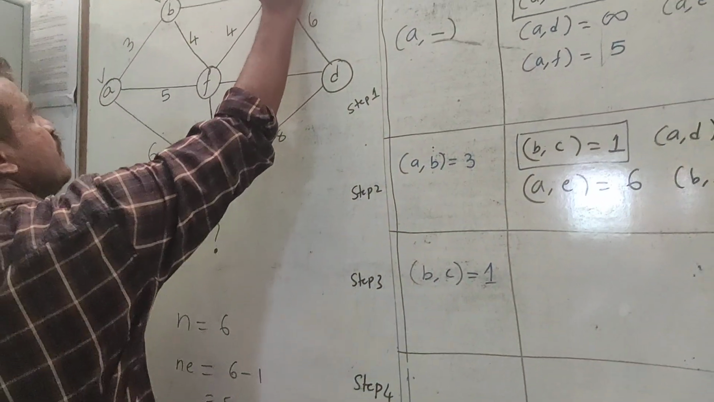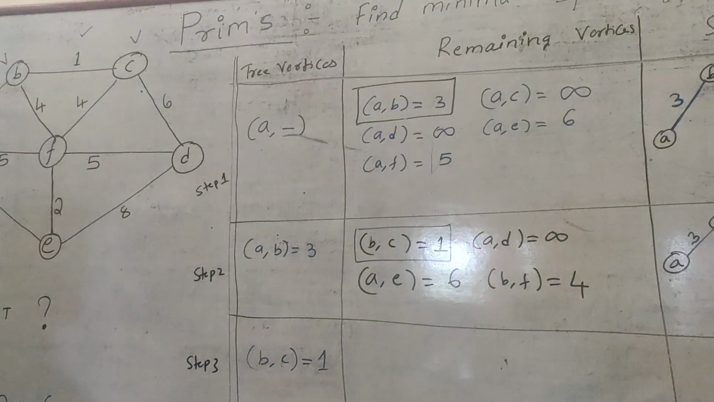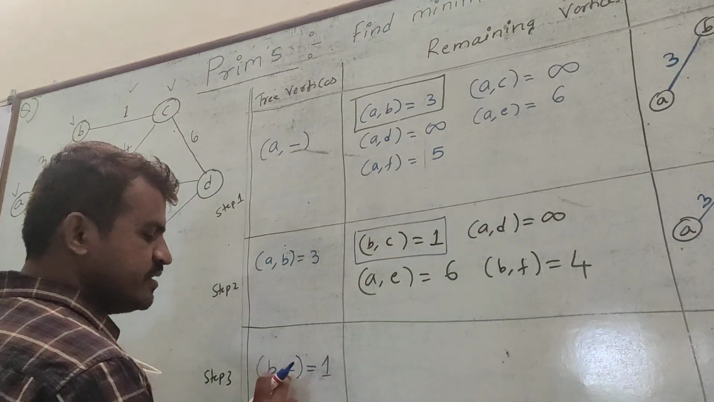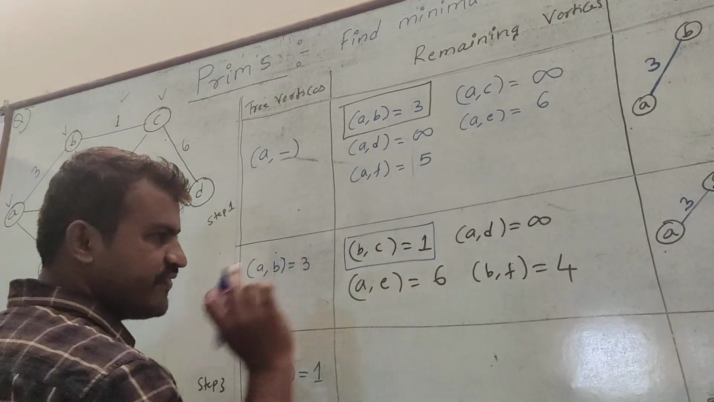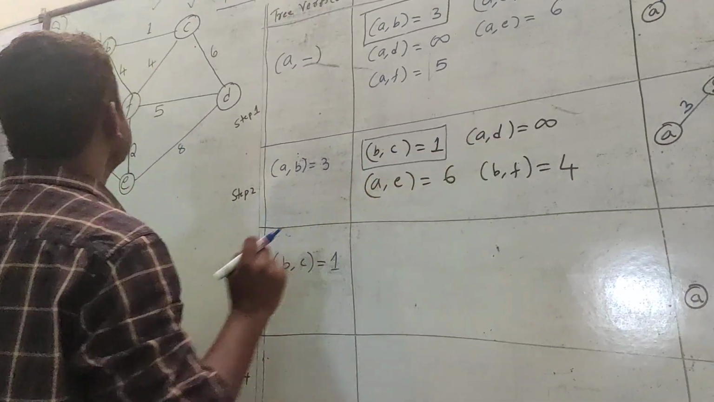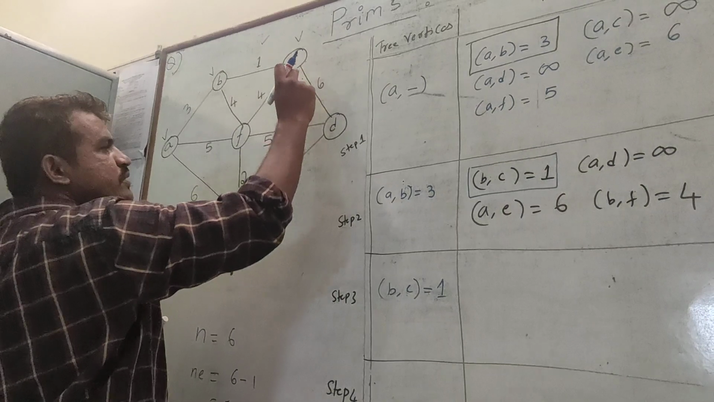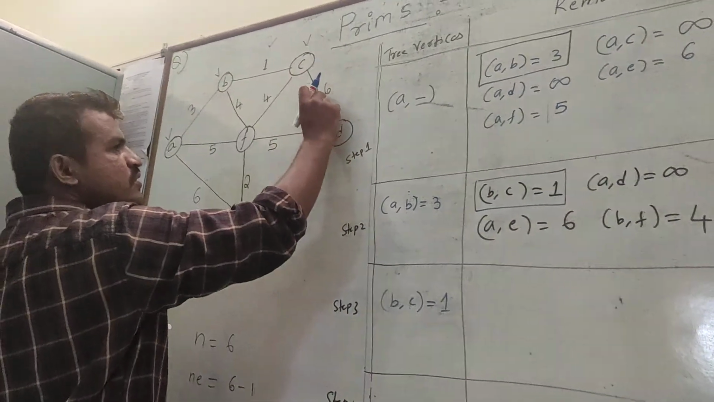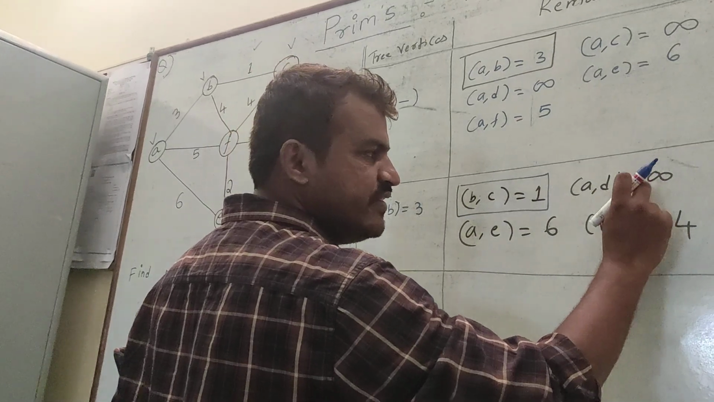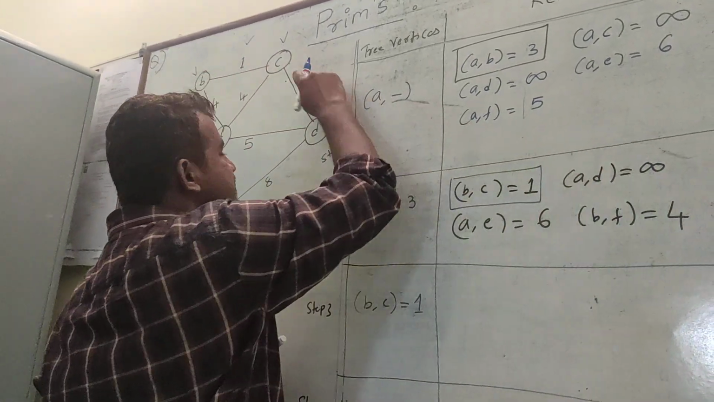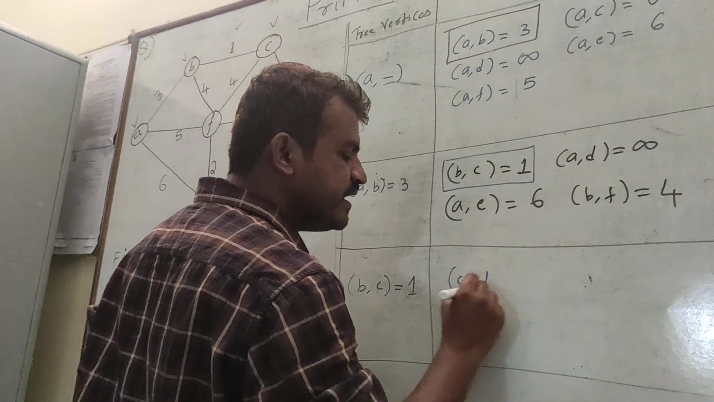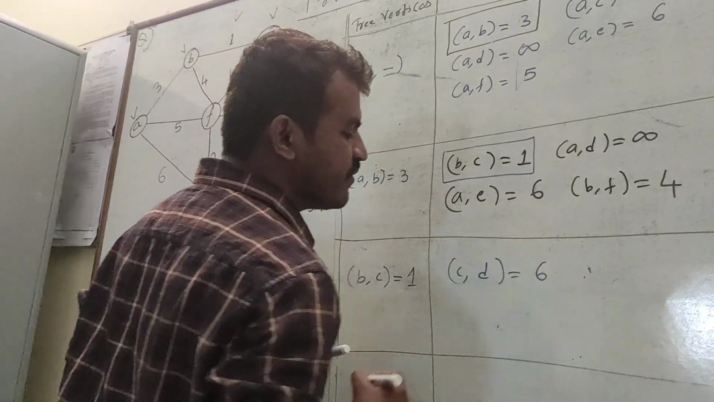Okay. Now C is also visited. Now no need to consider this. C to D, C to E, C to F. That is only 3 possible combinations. C to D. What's the value? 6. Okay. What is earlier? A to D, infinity. When comparing infinity and 6, which is the less? 6 is less. Then C to D is 6, which is the better one.